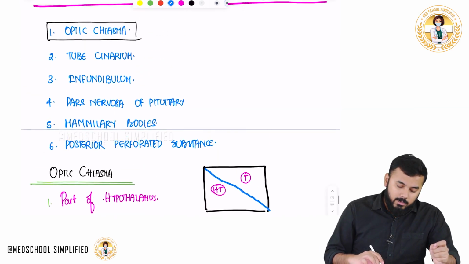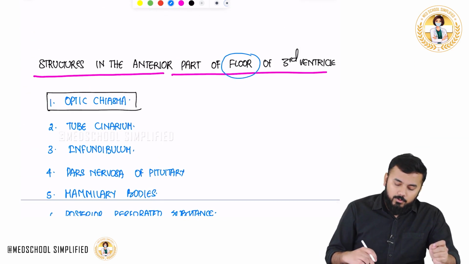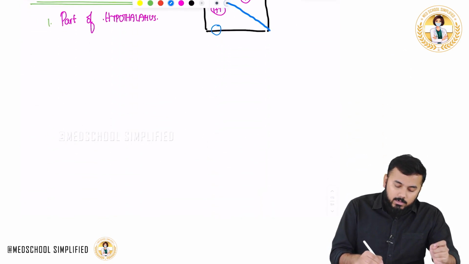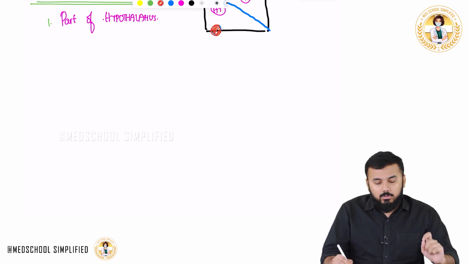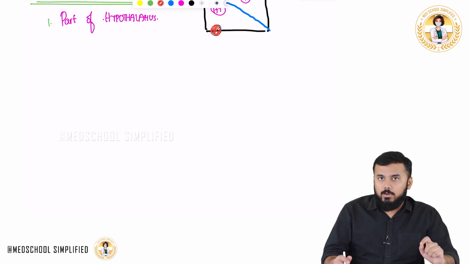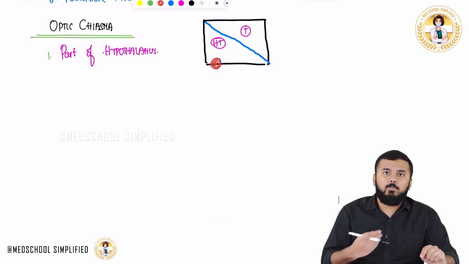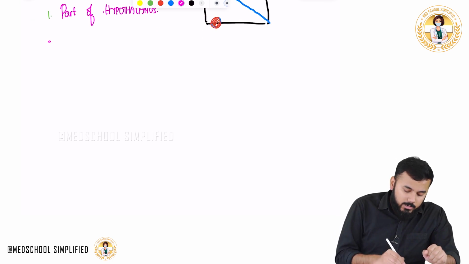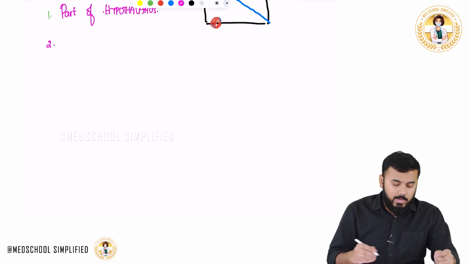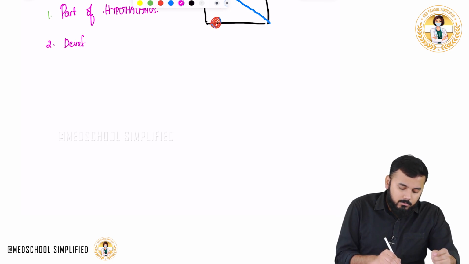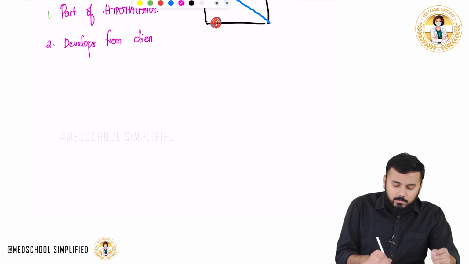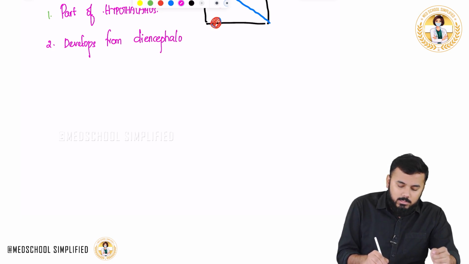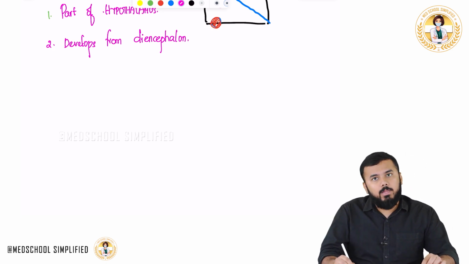So inferior part, right. Where is which part? The floor. Floor in the sense down here. So here is the place where you have your optic chiasma. This is where your optic chiasma is located. Now tell me, is optic chiasma located in the thalamus or hypothalamus? Obviously it is located in the hypothalamus. The next important point is that this develops from the diencephalon. So optic chiasma develops from the diencephalon.